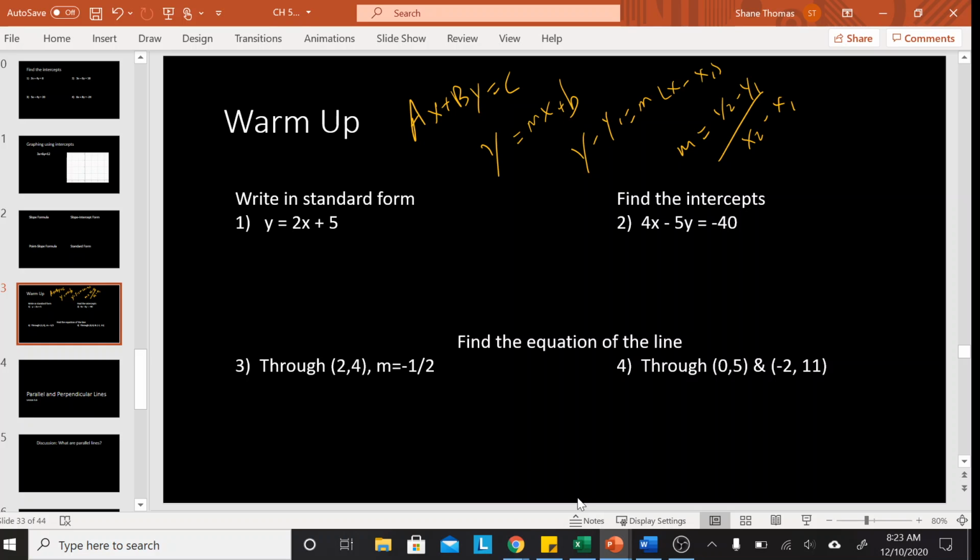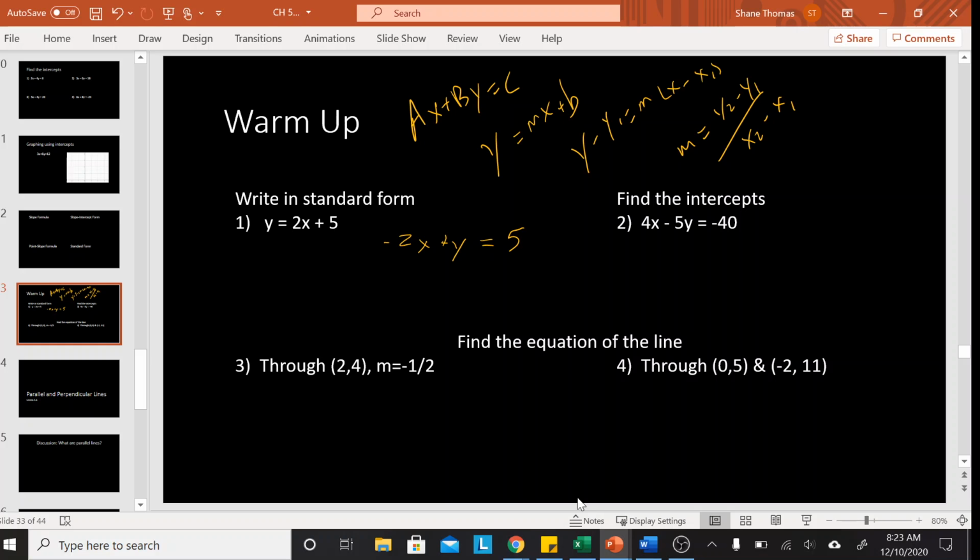So we got to get all our variables on the same side. So I'm going to subtract 2x from both sides. And that's going to give me negative 2x plus y is equal to 5. Now what's the problem with that? Oh, there's a negative in front of the 2.